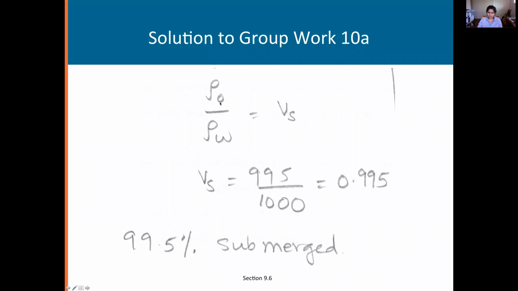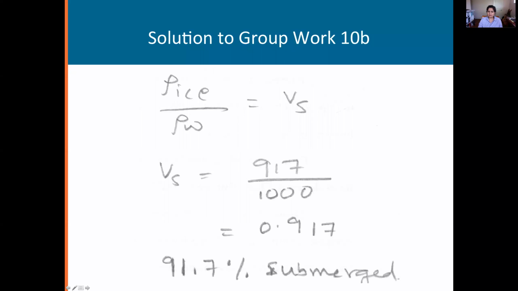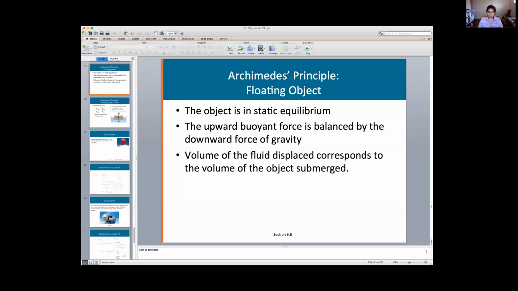Here's my ratio of the object density to the water density. That's going to tell me the volume submerged. So the fraction submerged is 995 divided by 1,000. That means 99.5% is submerged. Similarly, you're going to find out in part B how much of the ice is submerged, and you should get 91.7%. Pretty straightforward. Thank you.